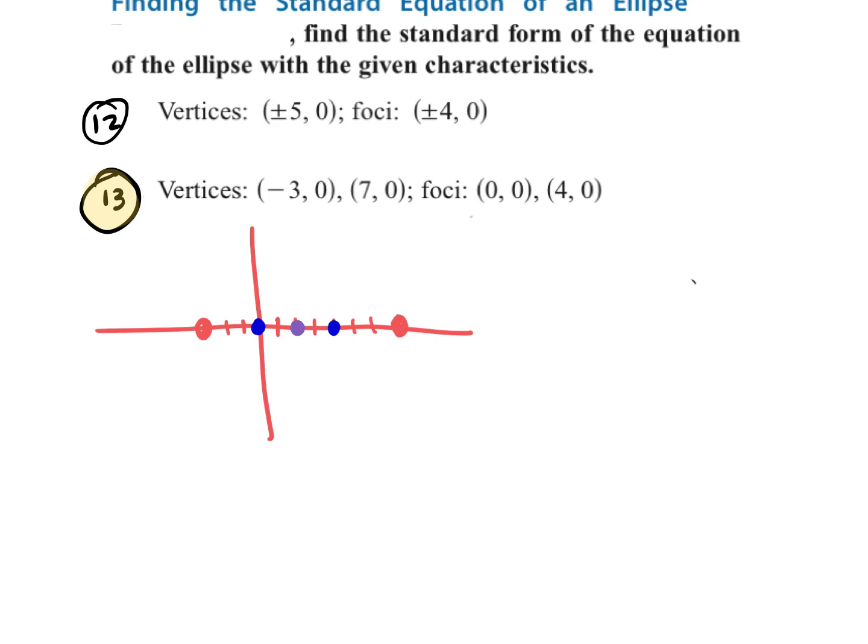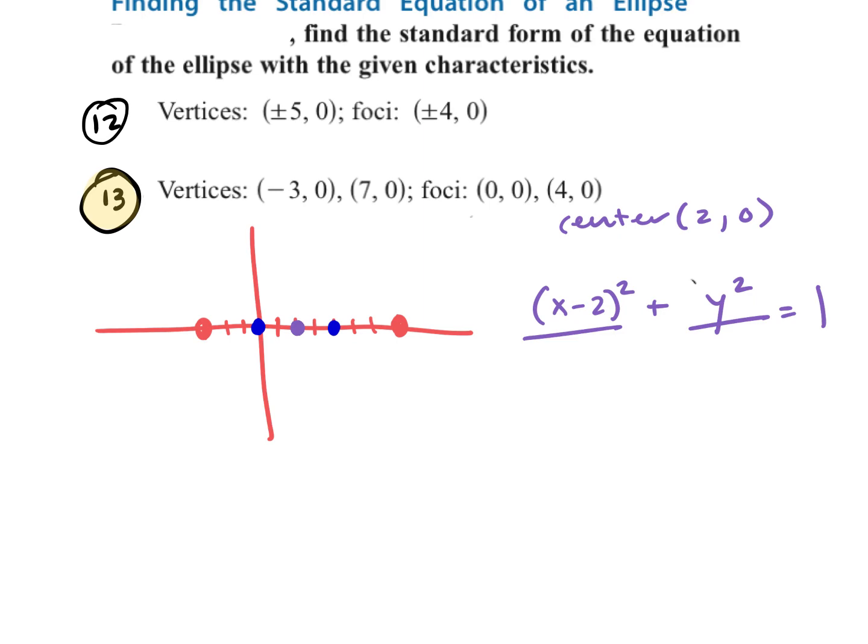Yeah, 2, 0. You can find the midpoint of your vertices or the midpoint of the foci, or you can just look at it and see where that center is. So our center would be 2, 0. So I have x minus 2 squared plus y squared. And I need to find my a and b.